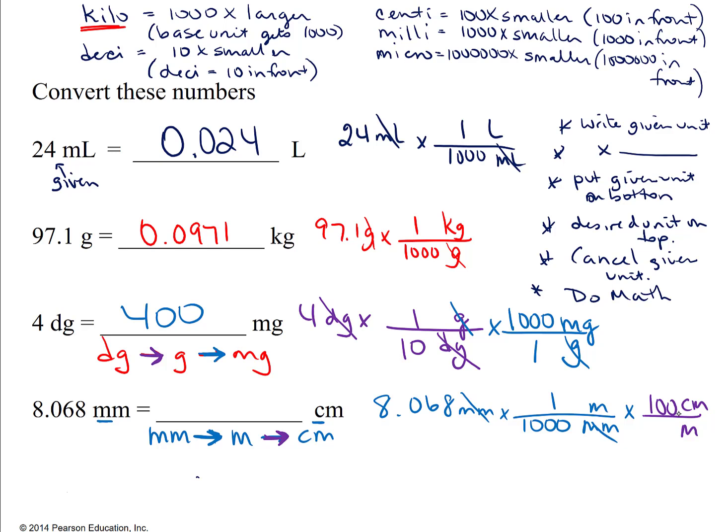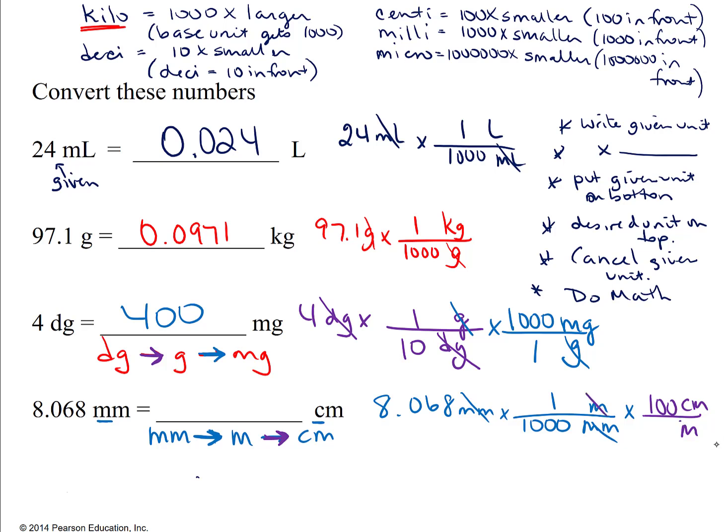And you just need to commit those 5 number values to memory, so that whenever you see deci, you think 10. Whenever you see centi, you think 100. Milli, 1,000. Micro, 1,000,000. And when you think kilo, remember that's 1,000 times larger. Okay, so kilo will always get the 1, and the base unit will get the 1,000.